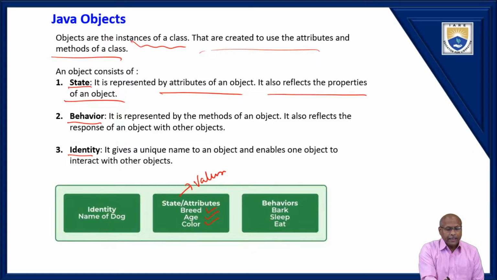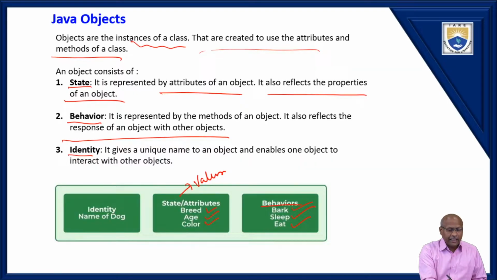Then the behavior. It is represented by the methods of an object. It also reflects the response of an object with the other object. So how it will interact, what operations you can do, those things will be mentioned through behavior. The tasks you can do with the object are called behavior. The dog can bark. Bark is its behavior. That is the method. Sleep is one of the methods. Eat is one of the methods of the dog class.